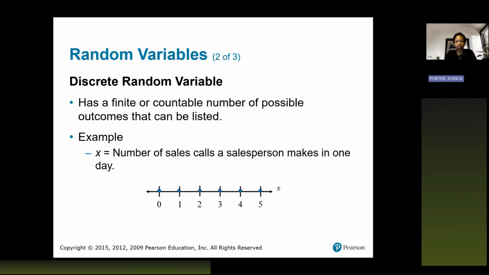We have two types of random variables. We have a discrete random variable. It has a finite or countable number of possible outcomes that can be listed. An example here is X equals the number of sales calls a salesperson makes in one day. Another example might be how many fish did you catch? How many people were at the party? Those are all finite numbers. You're not going to have half of a person. Okay, so think integers.